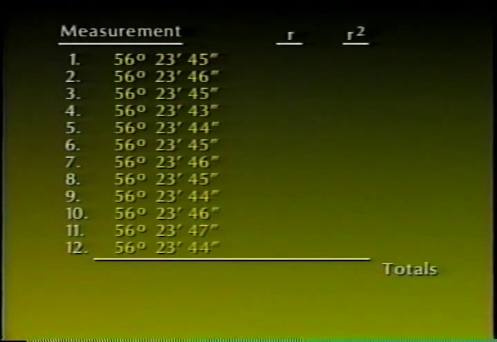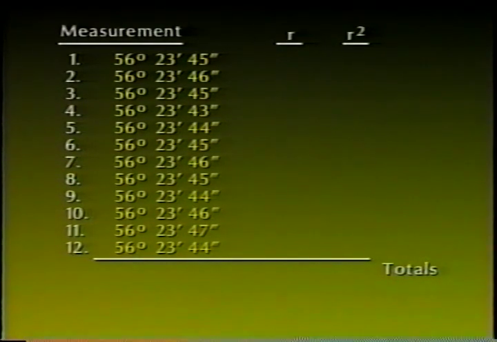Let's look at a group of measurements and begin our study of random errors. Shown here is a set of 12 measurements of the same angle. In other words, we've measured the angle 12 times. As you can see, the values for the individual measurements differ slightly. All systematic errors and mistakes have been eliminated. Our first task is to determine the most probable value for the angle.